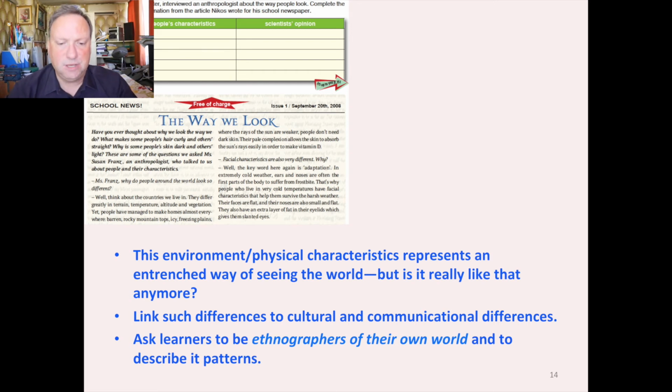Essentially, you can ask your learners to be ethnographers of their own world and you can ask them to describe its patterns. The introduction of an anthropologist in the text opens the door to asking your learners to be ethnographers. The idea of language learners as ethnographers is a well-established one, and this seems a more useful starting point than anthropology linked to physical characteristics. What are the questions that you can ask when your learners become ethnographers of their own world? Very simply, ask about what they do with English, what they do themselves.